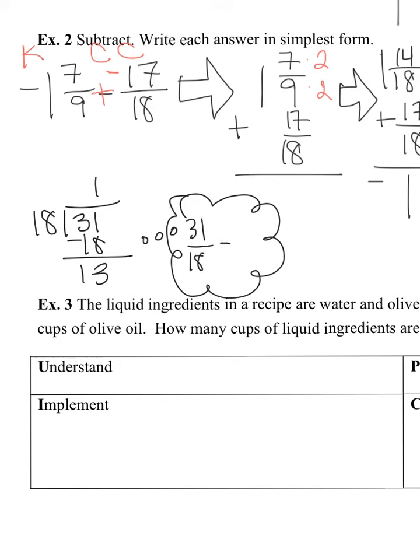31/18 is the same thing as 1 and 13/18. And in the case of this problem, that extra 1 is going to make that -1 bump up to a -2, and then the 13/18 comes into play. -2 and 13/18 is our answer.